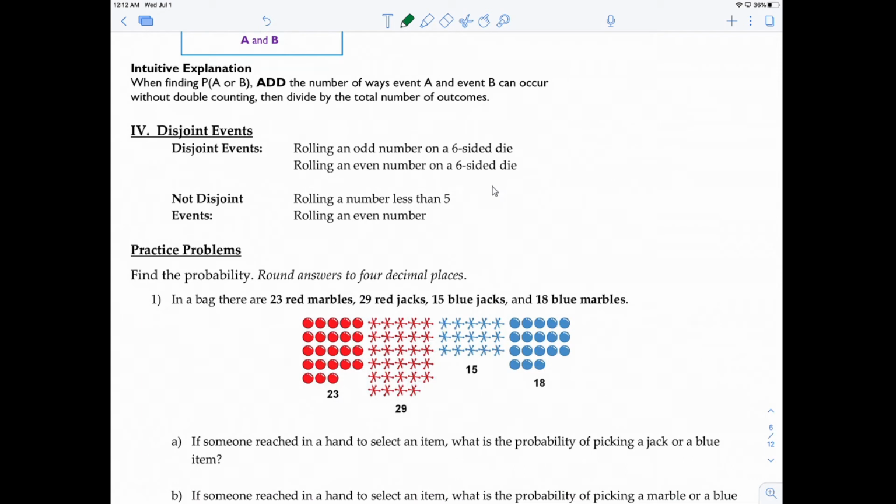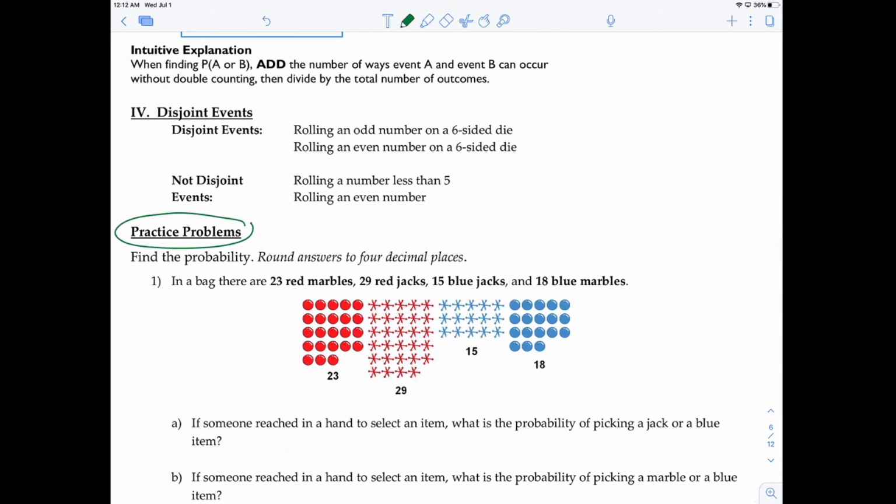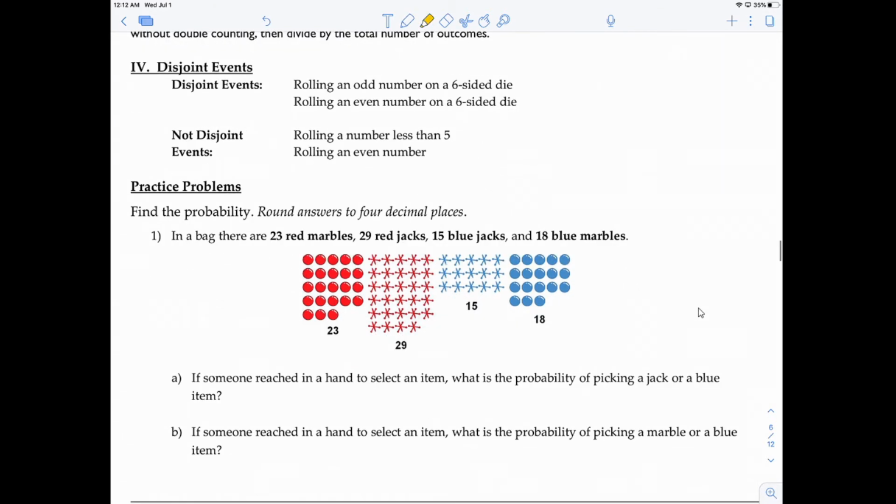So let's go ahead and look at the practice problem, and we'll come back to this idea of disjoint in a bit. Let's take a look at these problems first. The first question says find the probability, round answers to 4 decimal places.